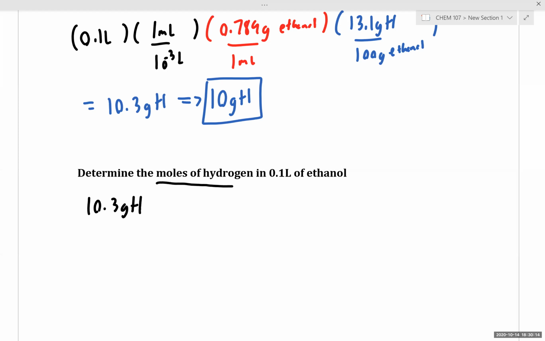And as we can see, this is a pretty fast conversion because in 1 mole of hydrogen, we have 1 gram of hydrogen, and that gives us 10.3 moles of hydrogen, which we round to 10 moles of hydrogen.